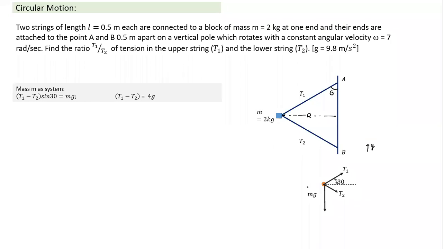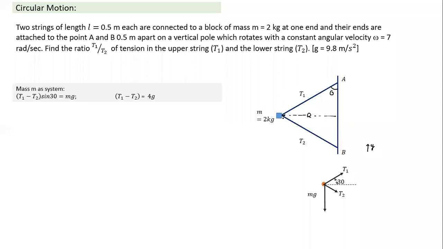Mass is m. So this is the free body, this is T1 acting, this is T2 acting, this angle is 30 degrees, this is 30 degrees, this is mg. Summation of force in y direction has to be 0, since motion is in the horizontal plane. So what are the forces here? T1 sine 30 minus T2 sine 30 is equal to mg. Putting the values, sine 30 is 1 by 2, m is 2 kg, T1 minus T2 is equal to 4g. That's one condition.